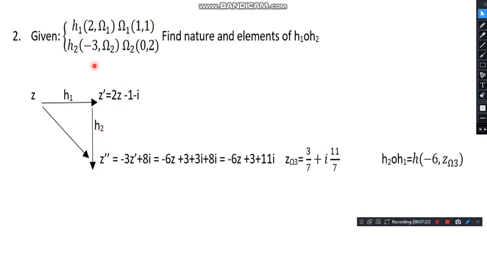Then you have H2: z double prime equal minus 3 z prime plus 2i into 1 minus minus 3, which is 4. So 4 times 2i will be 8i. And if you multiply z prime by minus 3, you're going to have minus 6z plus 3 plus 3i plus 8i. So here you have a homothecy of ratio minus 6, and this is the center.